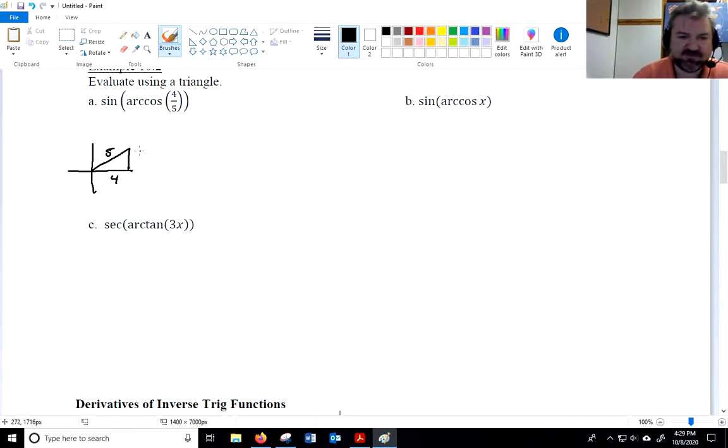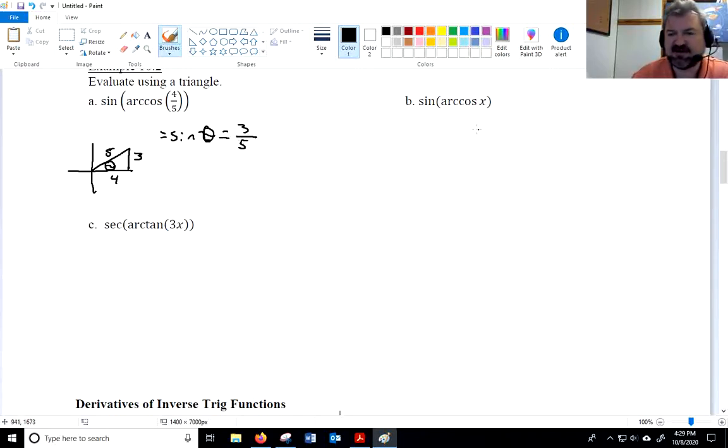Well, this is a 3, 4, 5 right triangle, so this must be 3. So arccosine of 4/5 is actually returning this angle of this 3, 4, 5 triangle. So we really know that this is asking us just to find the sine of theta, where theta is in this triangle, and sine is opposite over hypotenuse, so it's 3/5.